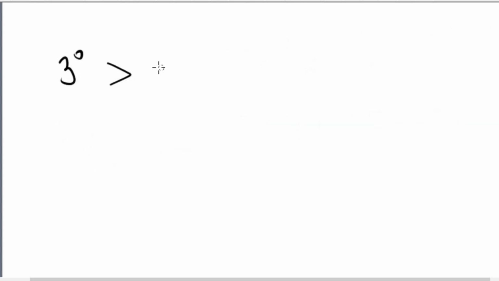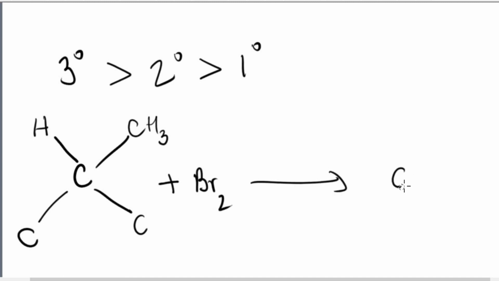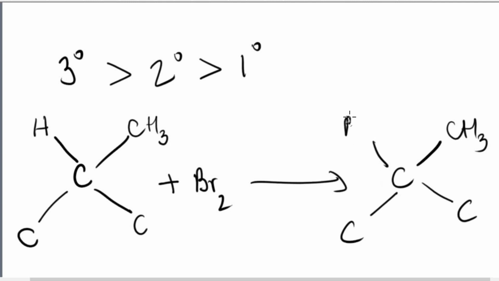In order to understand where you have to place the halogen, you need to know that tertiary carbons should be given more priority than secondary carbons, more priority than primary carbons. What I mean by this is, for example, here we have a tertiary carbon, right? A carbon attached to three other carbons. And if I have to halogenate this, my bromine will substitute the hydrogen on the tertiary carbon, not any other carbon.